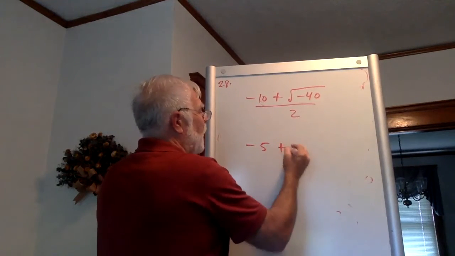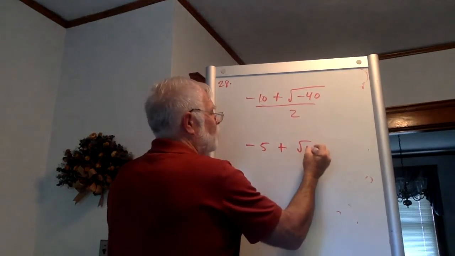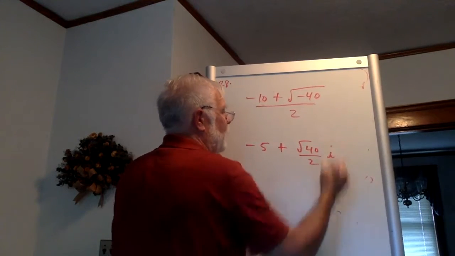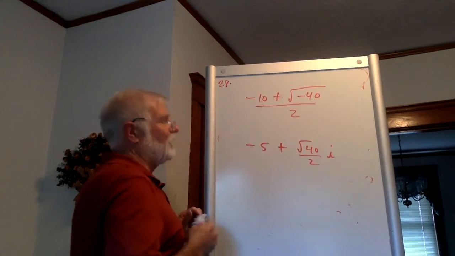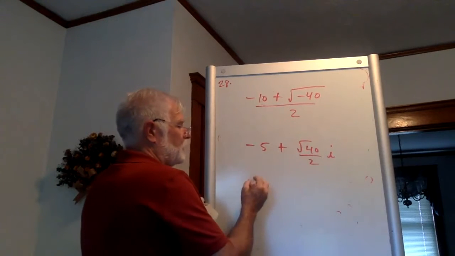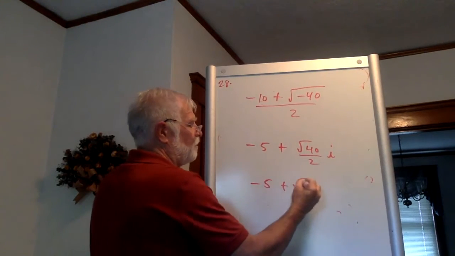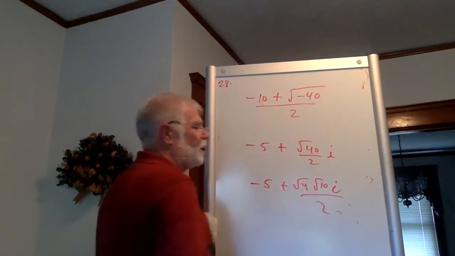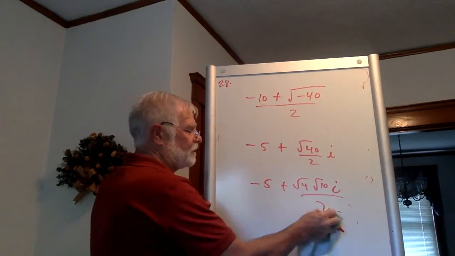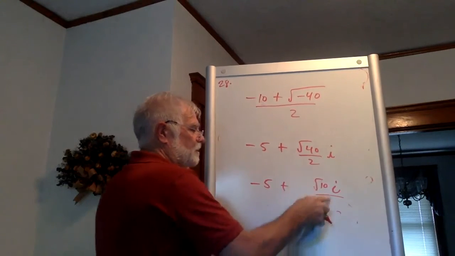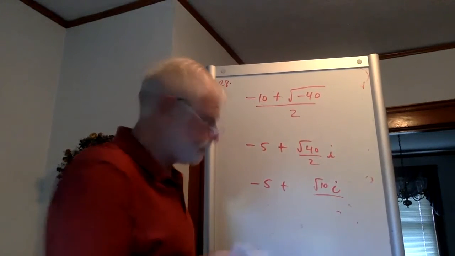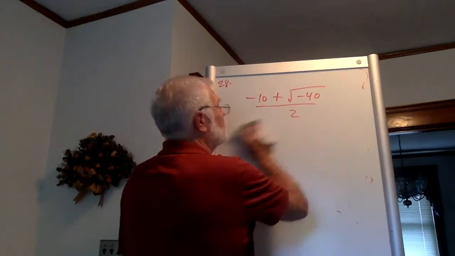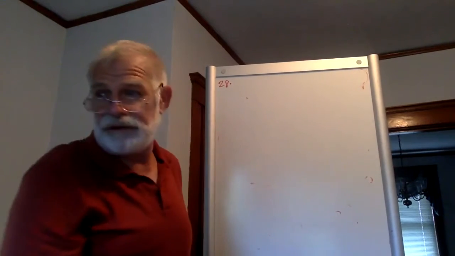And now we're going to add some kind of square root of 40 over 2 that is imaginary. Okay, so what is the square root of 40? -5 plus the square root of 4 times the square root of 10, divided by 2. And now we can see that that cancels. There's our answer. Okay? Right. Could go backwards from there to find the original equation pretty easily, actually.